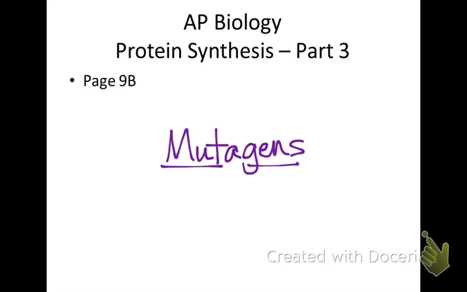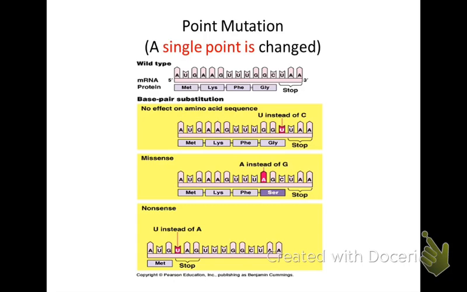So there are two major kinds of mutations. One of them is called a point mutation, and the other is called a reading frame shift mutation. A point mutation means that just a single point gets changed. If this is our messenger RNA that we start with, I would encourage you to write these down so that you can compare them as you look at your notes. A point mutation means a single nucleotide is mutated.